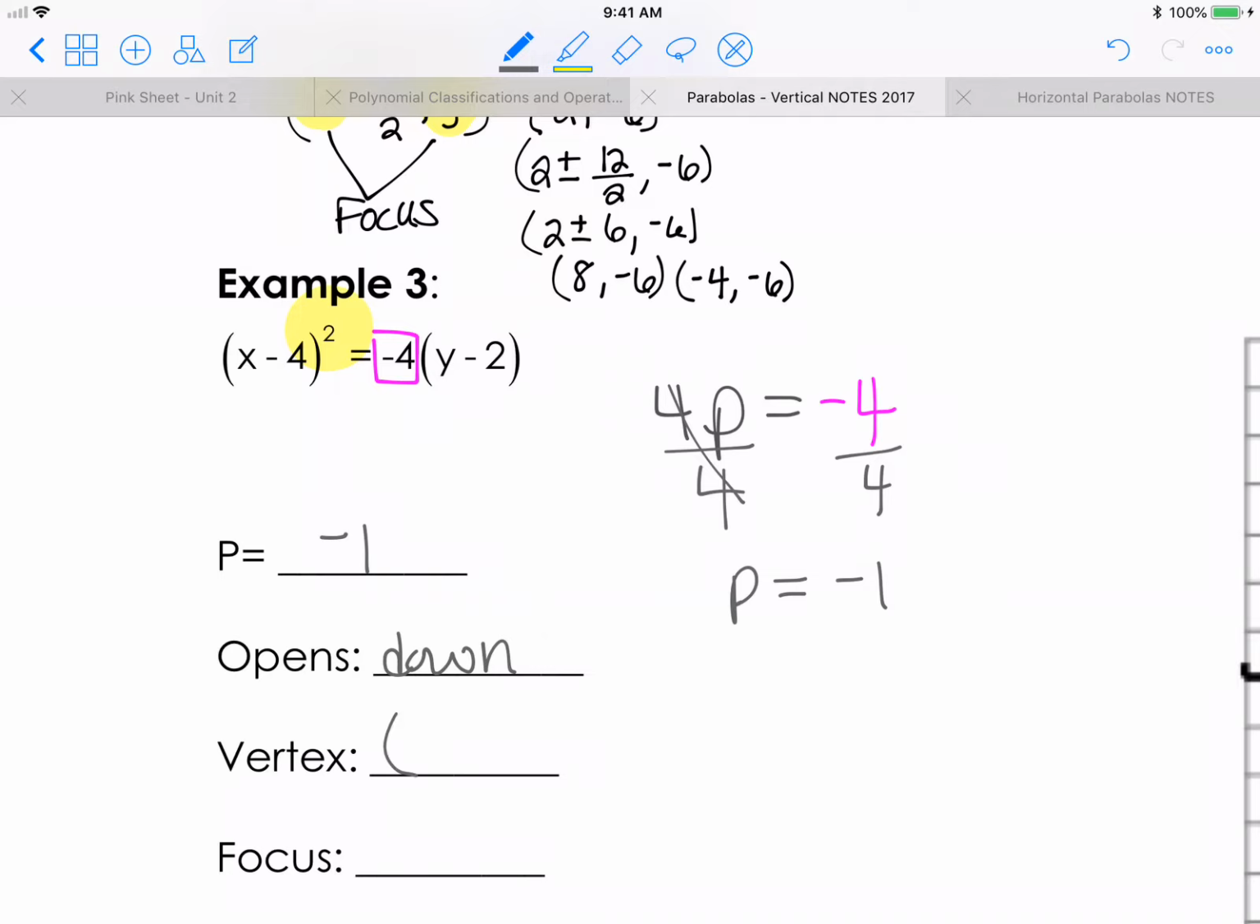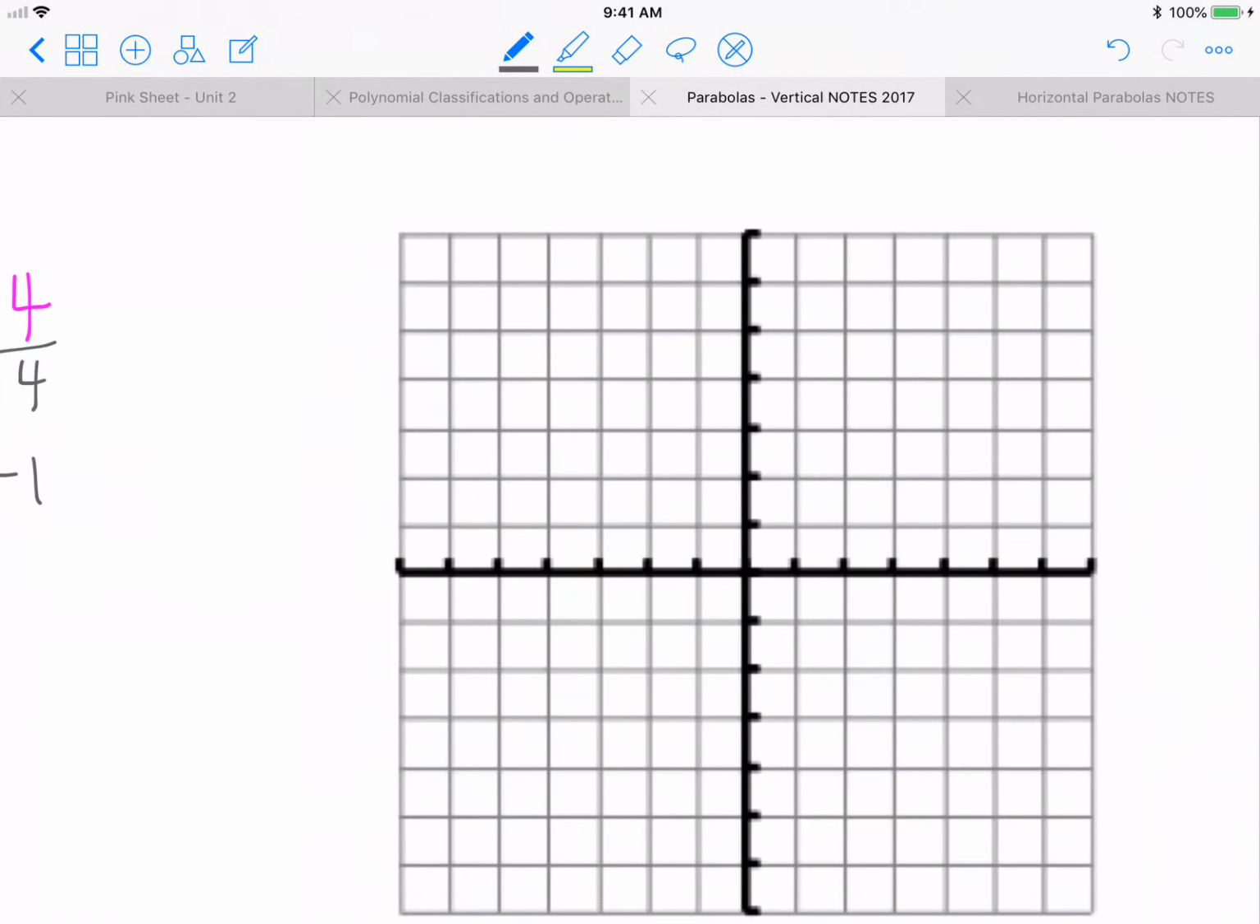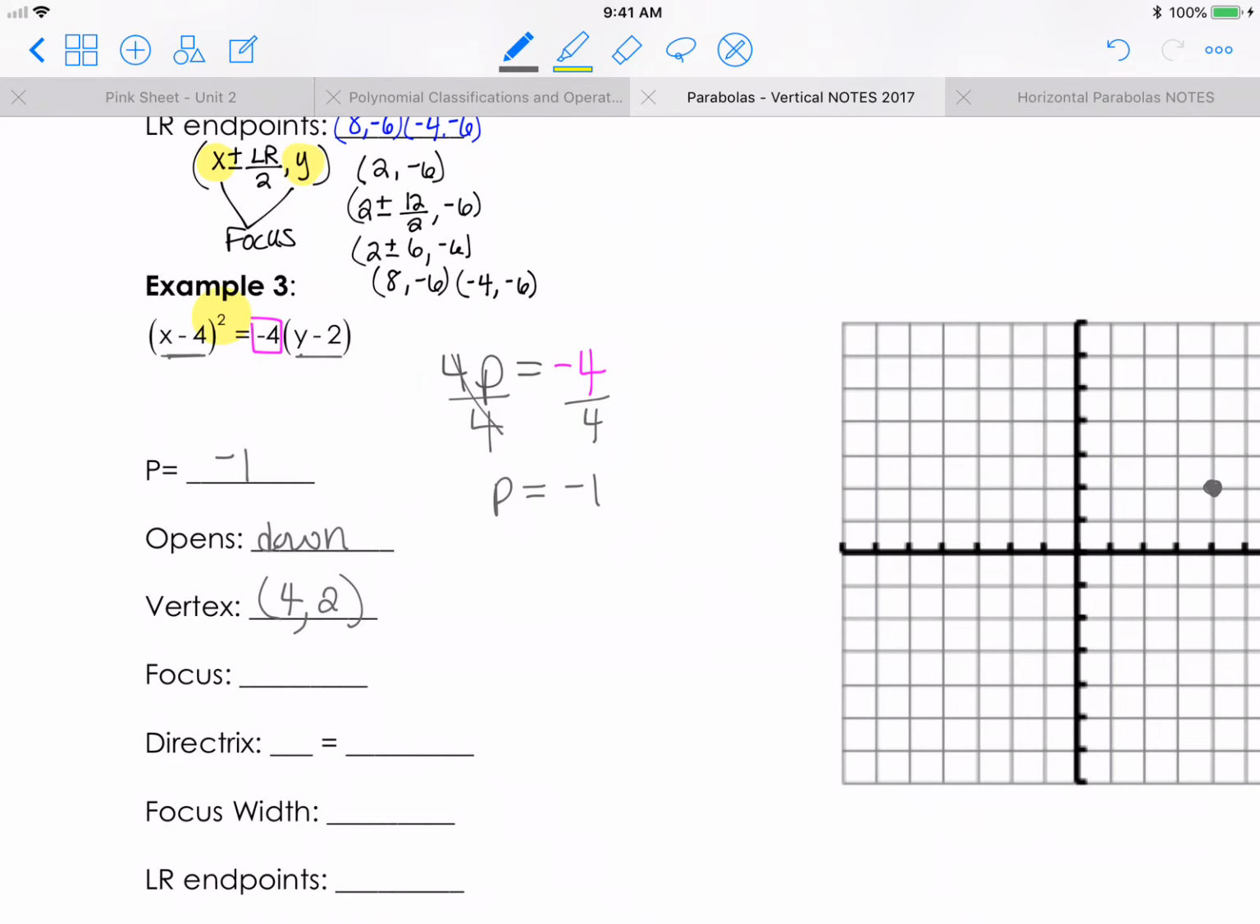Okay, so when we're looking at our vertex, it is the opposite of this. So you've got 4, comma, opposite of this, 2. So let's go ahead and plot that. Vertex 4, 2. 1, 2, 3, 4, 1, 2. It's right about there. And then let's go ahead and find our focus.